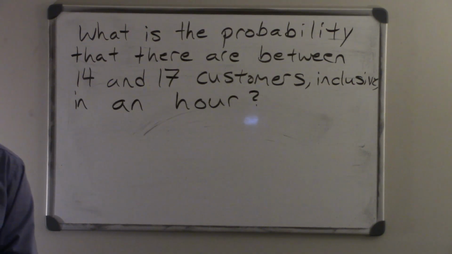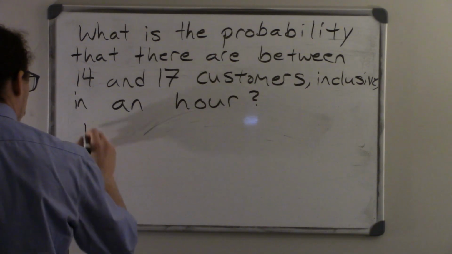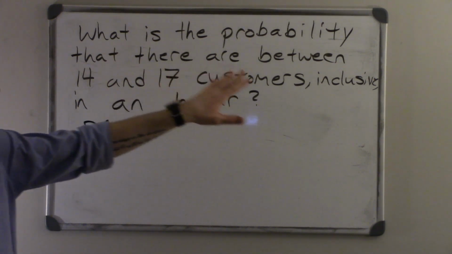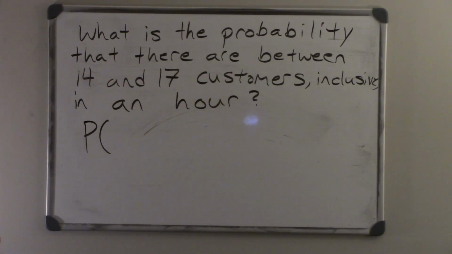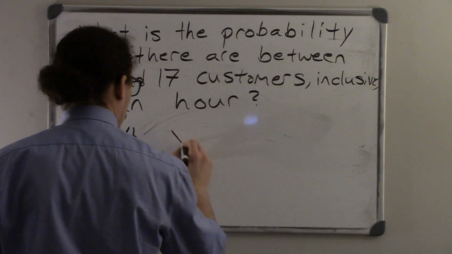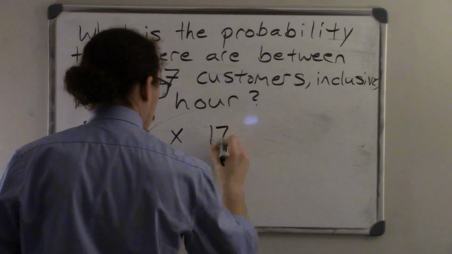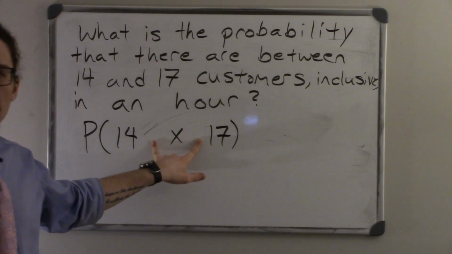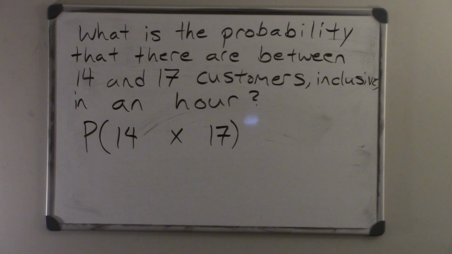All right, a couple of things here. Let's start by setting up our probability statement. What is the probability that we're looking for? Between 14 and 17 customers. These are going to be out on our edges, so we've got our 14 and 17.